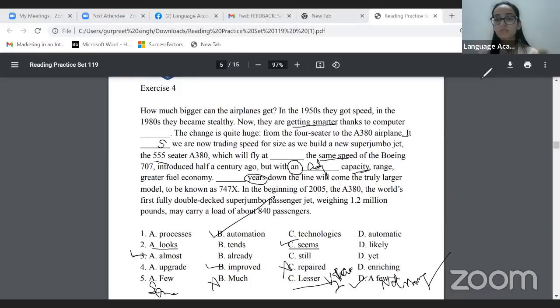Rule 3, which rule 3, Neha, and where is it applied? A comes before the, that is a rule of reorder, Neha. It has nothing to do with blanks. A coming before the is a rule of reorders.